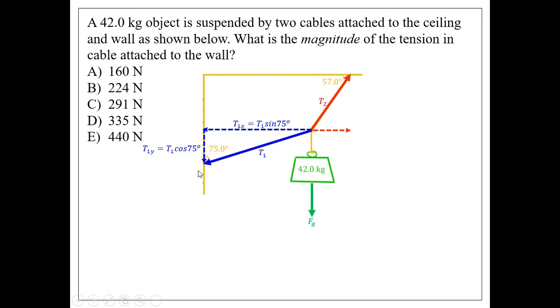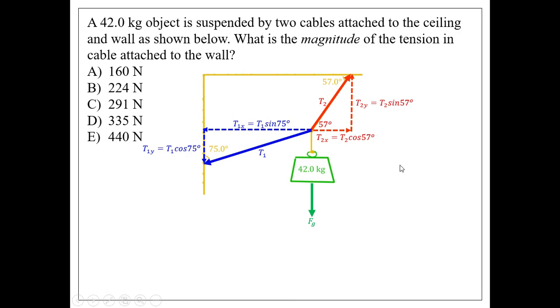Then I want to do the same thing for T2. T2 is a diagonal, so it has to have components. T2x here is going to be T2 cosine of 57. If you kept up with the previous problem, this angle given up here is the same as this angle down here, because you're really just bisecting two parallel lines. Now let's do T2y. If this is 57 degrees, T2y is your opposite, and opposite would suggest sine. So T2y would be T2 sine of 57 degrees.